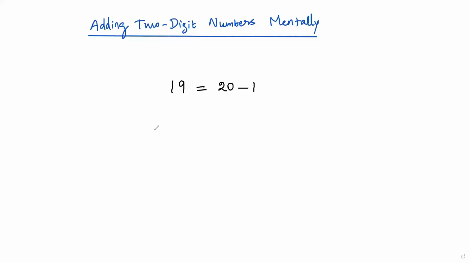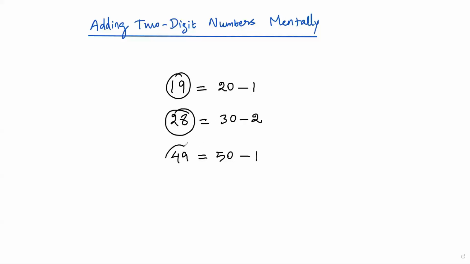Okay. Now let's consider 28 also. 28 is very close to 30, so it can be written as 30 minus 2. Instead of writing 28 as 20 plus 8, we can write 30 minus 2. So this kind of subtraction process will be done when the number is very close to the round figure. And also 49, it can be written as 50 minus 1. So usually we'll be writing 19 as 10 plus 9, 28 as 20 plus 8, and 49 as 40 plus 9. Instead of doing so, since 19 is very close to the round figure 20, it can be written as 20 minus 1. Okay, let's consider some examples on this process.